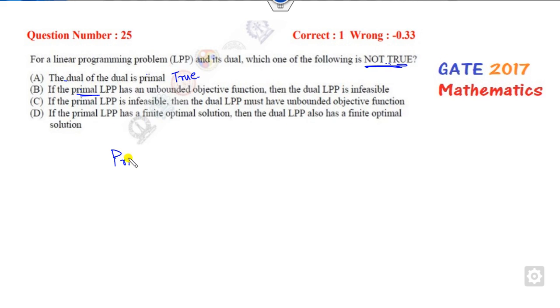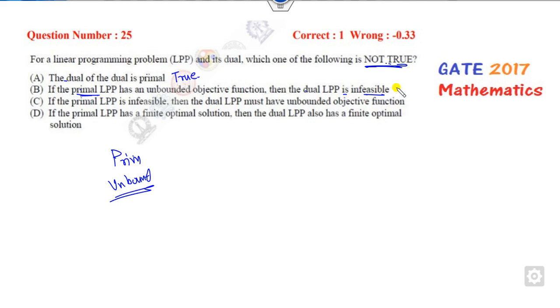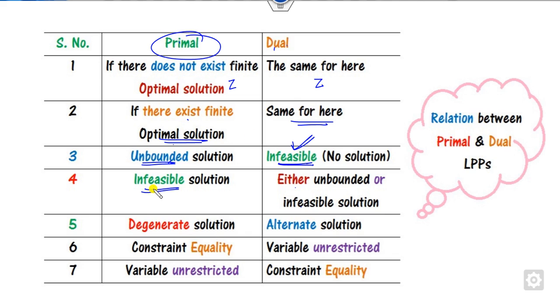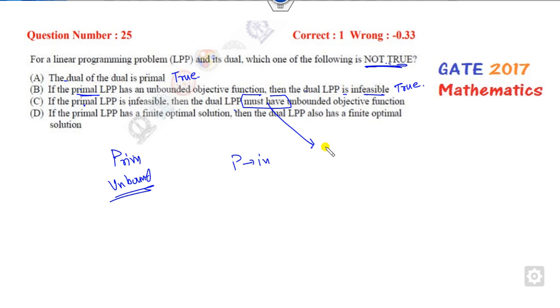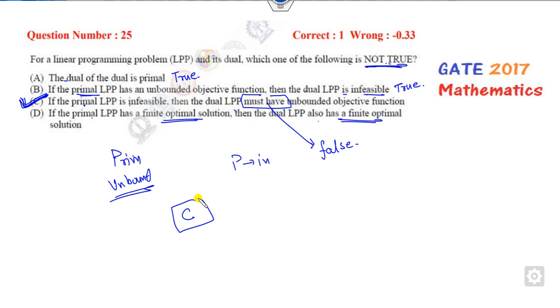If the primal is unbounded, then the dual is infeasible. You can see, if primal is unbounded, dual is infeasible, so that is also a true statement. If primal is infeasible, then the dual must have unbounded. You can see, if it is infeasible, then either unbounded or infeasible, but there is the word must have, so that is my false statement. So the right answer is C. If the primal has a finite optimal solution, then the dual also has a finite optimal solution, that is point 2. So the right answer of this problem is C.